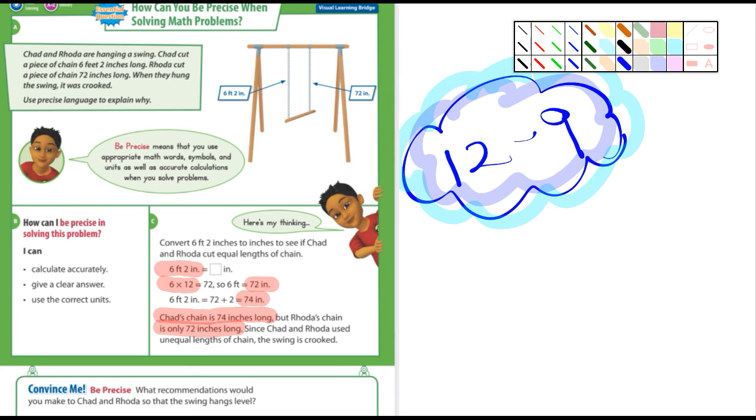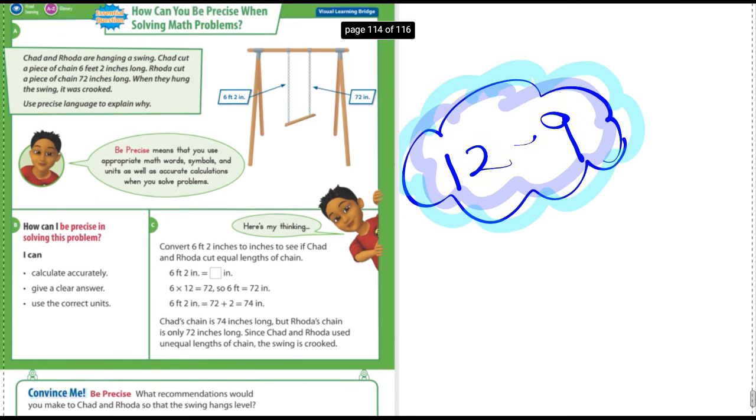So you're converting feet into inches, so you can compare inches to inches instead of feet to inches. Makes the whole process a little bit easier, and that's what this whole chapter has been about. It's been converting weights, converting lengths, converting liquid measurements, that kind of thing. So let's look down at the convince me here.